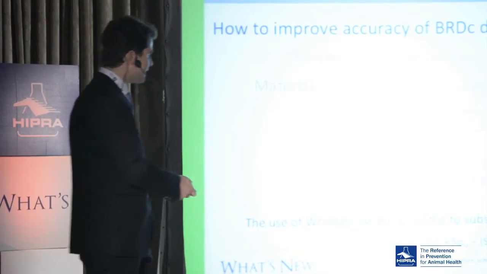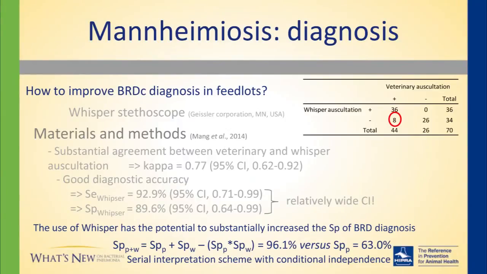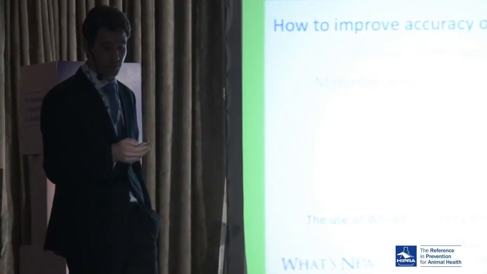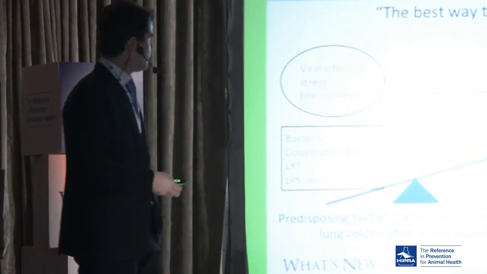So if you look at that, here, the specificity of a cowboy alone is 63%. If you interpret pen checking plus the Whisper afterwards, you can increase the specificity to 96.1%. So a drastic increase in the specificity of BRD detection. In the context of reduction of antibiotic use, that could be a nice tool to use.